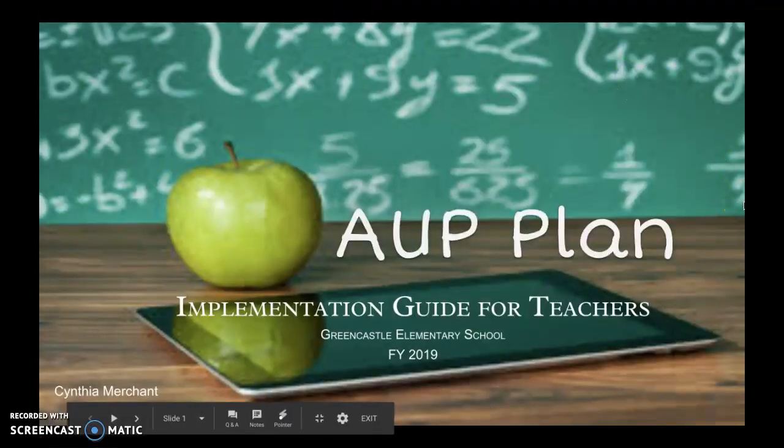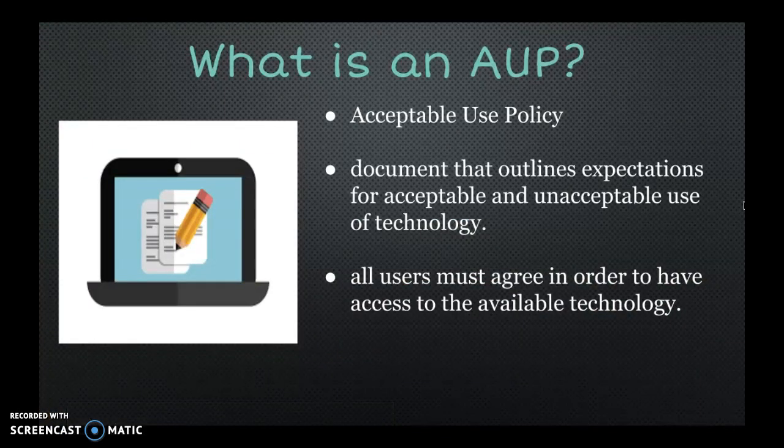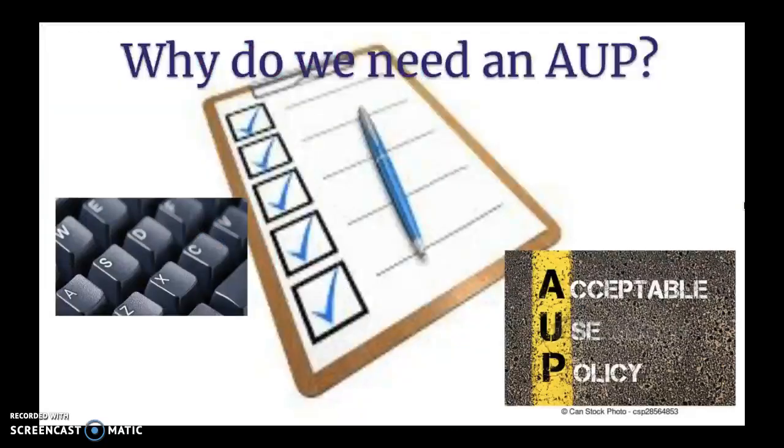AUP Plan Implementation Guide for Teachers. An AUP stands for an Acceptable Use Policy. It is a document that outlines expectations for acceptable and unacceptable use of technology. All users must agree in order to have access to the available technology.